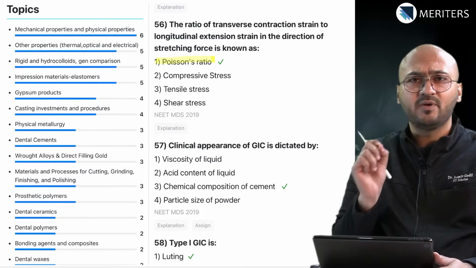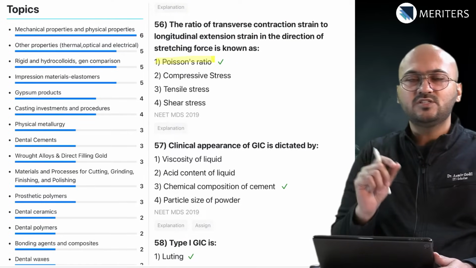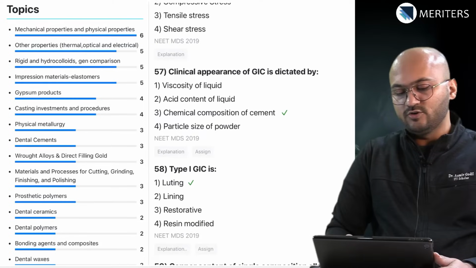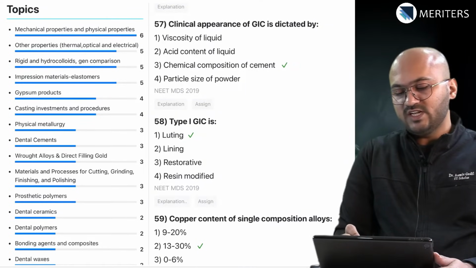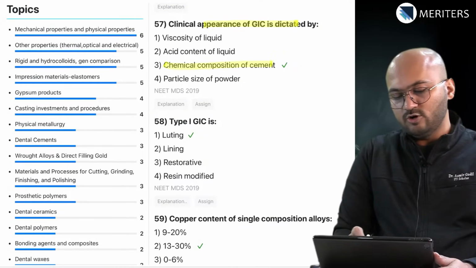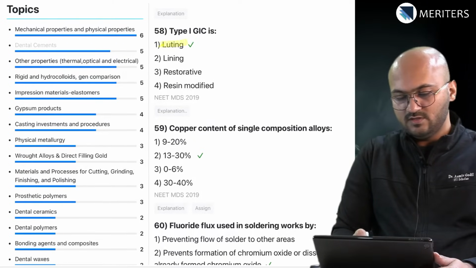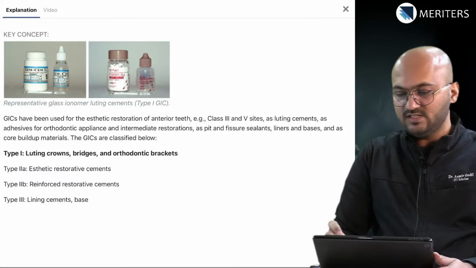So go through all the definitions because there can be a lot of direct questions. You don't need to remember the definition per se, but just look for keywords in the definition and connect them to the keyword, okay? Clinical appearance of GIC is dictated by the chemical composition. Type 1 GIC is luting. Remember all the different types of GIC.